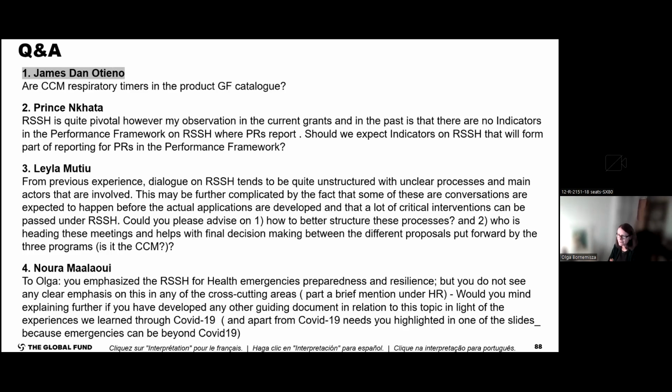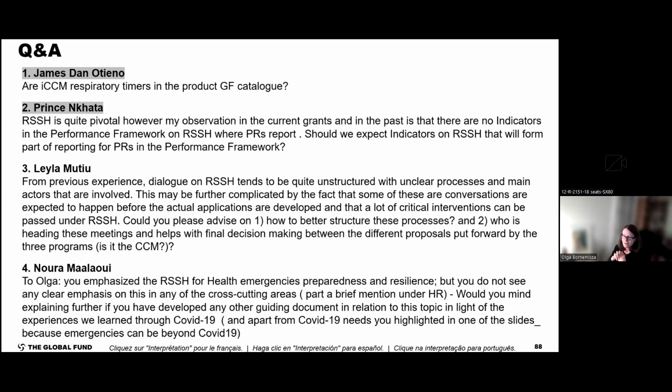Yes, absolutely. We have added more indicators and better indicators into the modular framework. We really encourage countries to try to use them, recognizing that we don't want the performance framework to become completely overloaded with indicators. But at this point, we are very much suffering from not having enough RSSH indicators in the PF. So we are very much encouraging countries to include them.